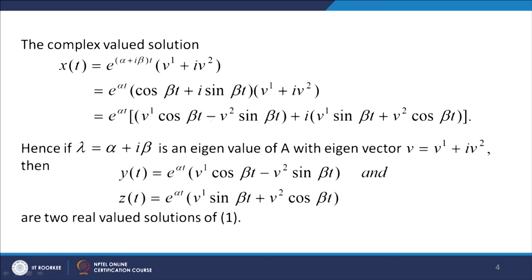So, b1 cos beta t minus b2 sin beta t, plus i times b1 sin beta t plus b2 cos beta t. Hence, if lambda equal to alpha plus i beta is an eigenvalue of A with eigenvector v equal to b1 plus i b2, then y(t) equal to e to the power alpha t times (b1 cos beta t minus b2 sin beta t), and z(t) equal to e to the power alpha t times (b1 sin beta t plus b2 cos beta t) are two real valued solutions of the homogeneous system x dot equal to Ax.